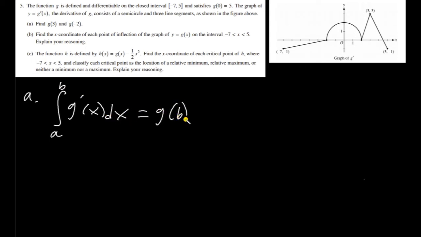So we can't just look at the graph and go to 3 and then go to -2, because this is not the graph of g. Again, this is the graph of g prime. So how do we find g of 3 and g of -2? That's going to rely on the fact that if you integrate from a to b, g prime of x dx, that's going to equal g of b minus g of a, right? The fundamental theorem of calculus. Okay, so we'll take this idea and figure out how to apply it to this problem.